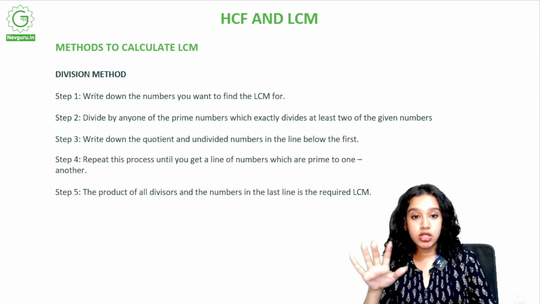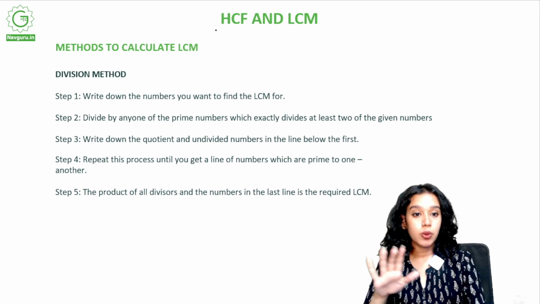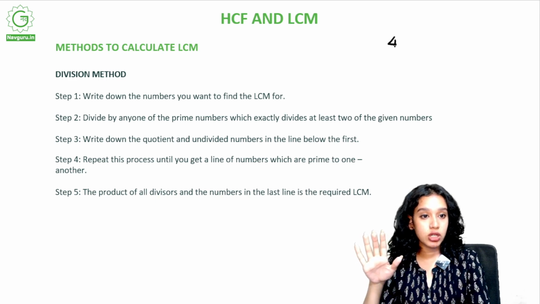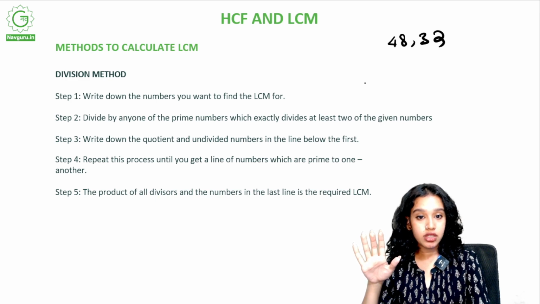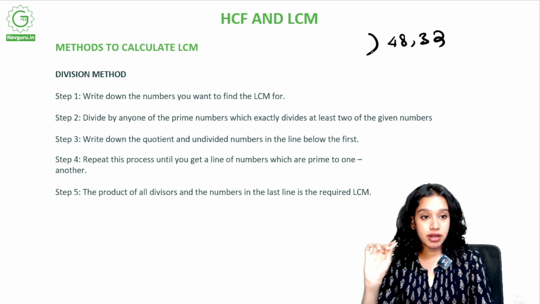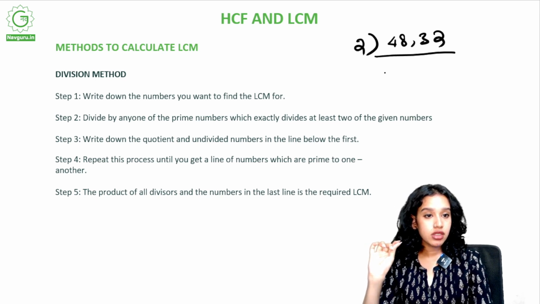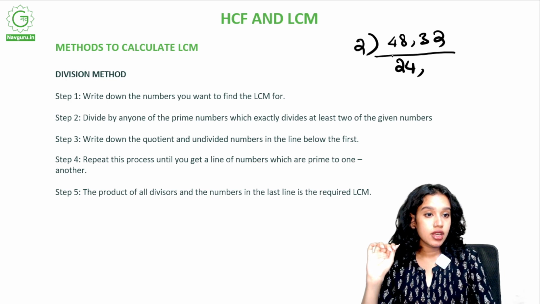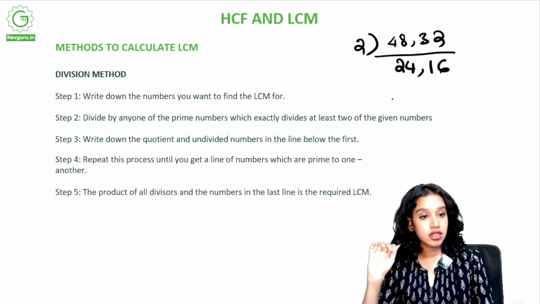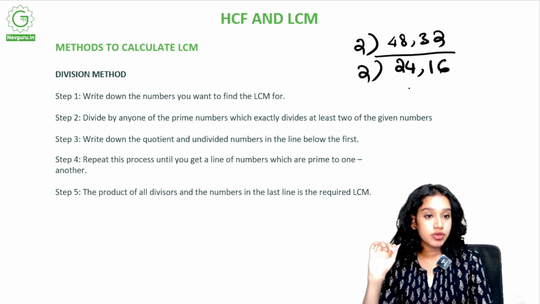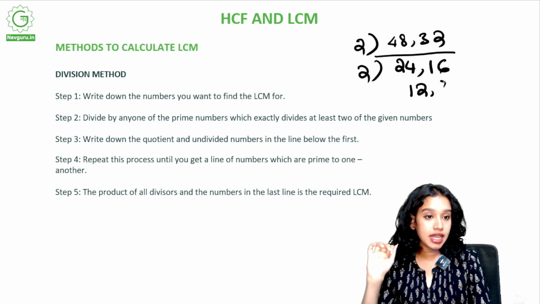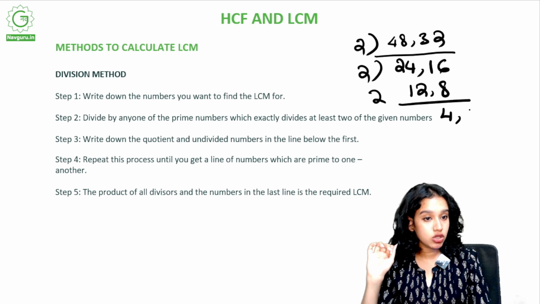Now the same goes for the division method. We have two numbers, let's say 48 and 32. Now we'll divide them by prime factors. Any of the prime factors, we could divide with 2. Now we'll get 24 and 16. Again we'll divide by 2. We'll get 12 and 8. Again by 2 we'll get 6 and 4.